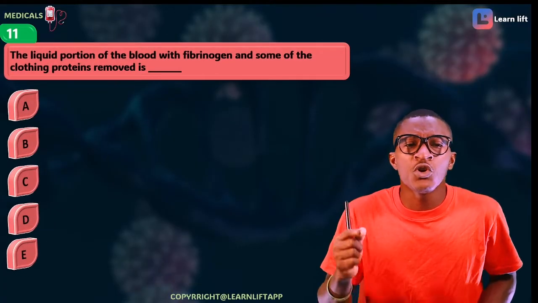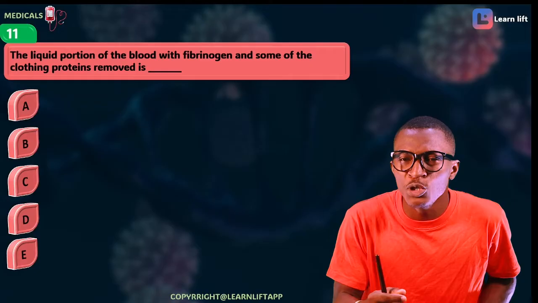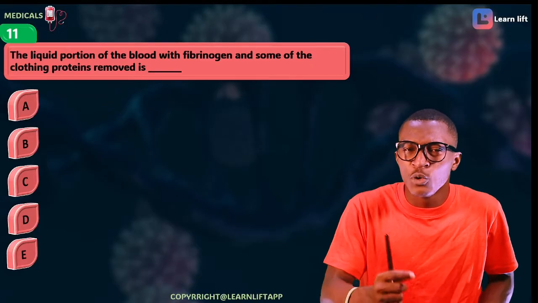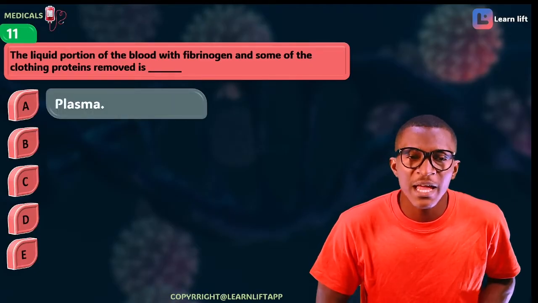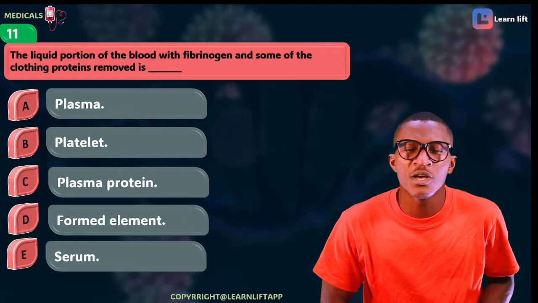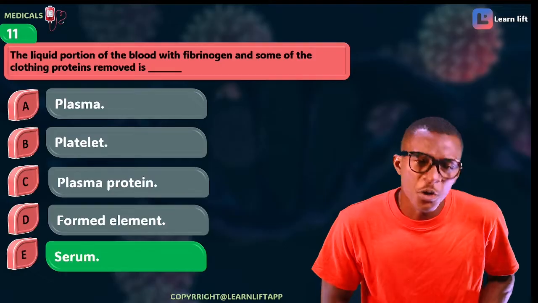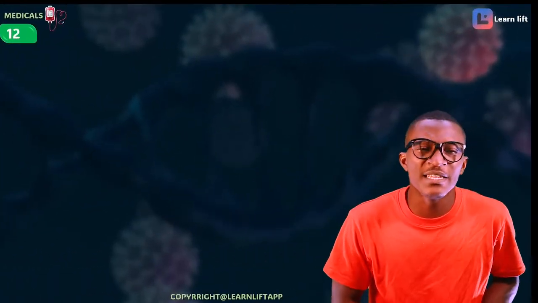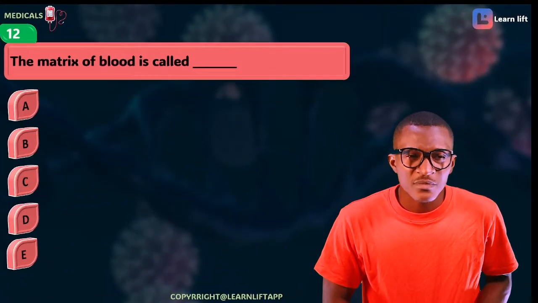The liquid portion of blood with fibrinogen and some other clotting proteins removed is called: A, plasma; platelets; plasma proteins; formed elements; serum. What's your answer? Serum. Correct. Your answer is what? Serum. Let's take the next question.